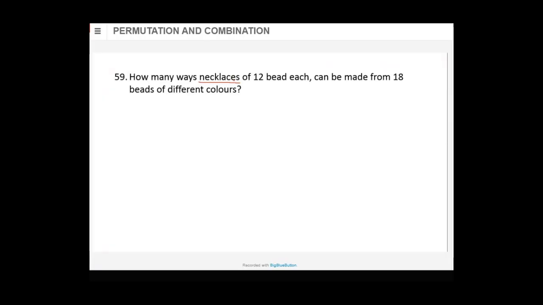One more case was that your left and right neighbors should not be the same. In that case, the left neighbor next time should not be your right neighbor. Then you should divide by 2. So what you want is 12 beads each. You have 18 beads. Out of 18, 12. So what will it be?